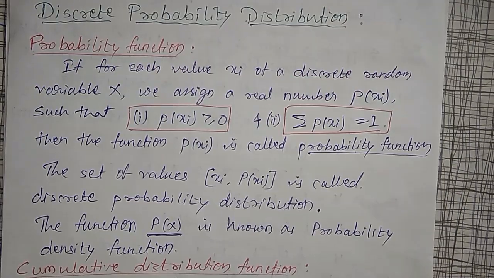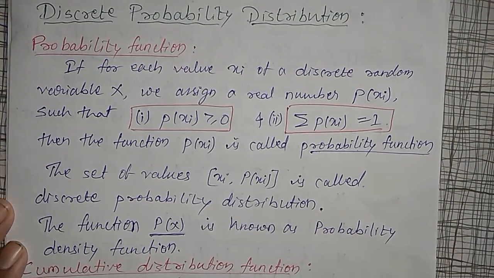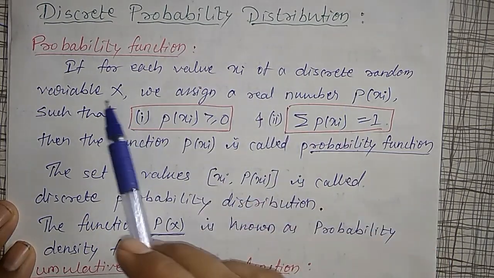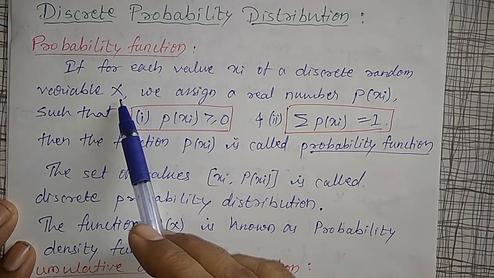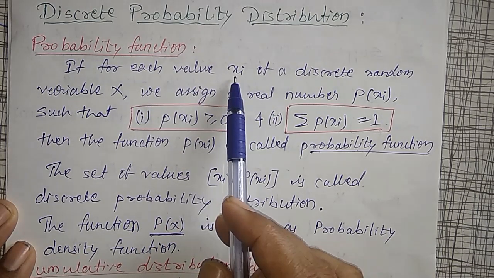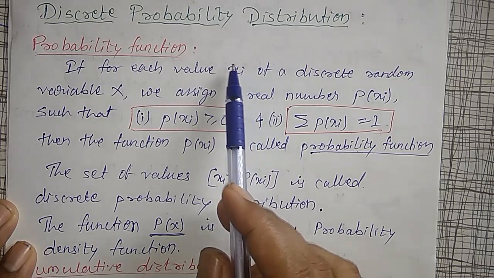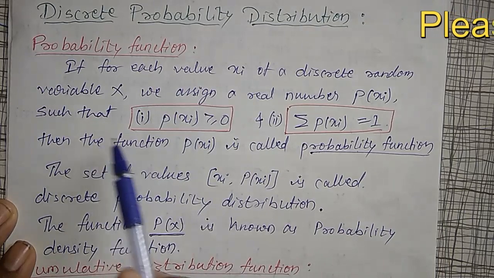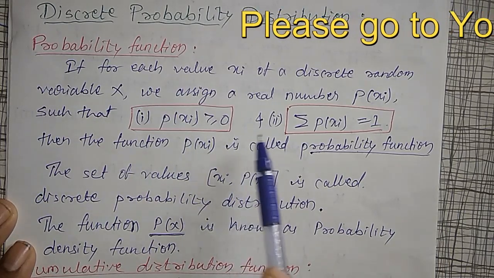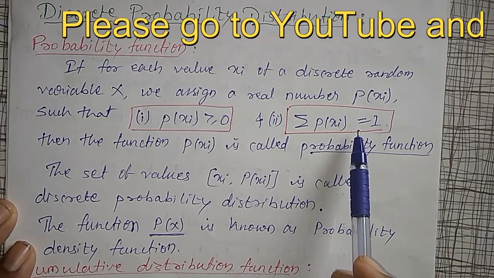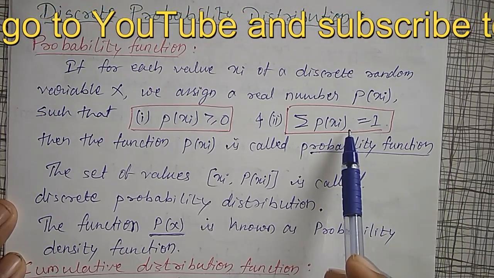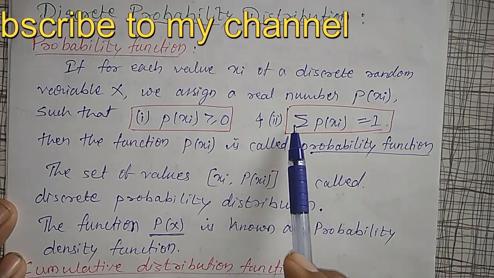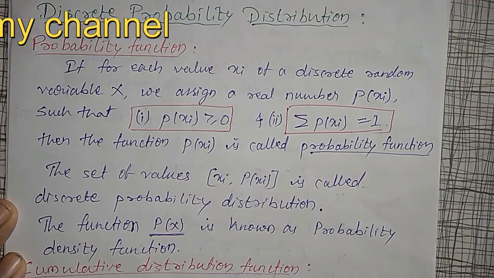Here, the probability function for each value xi of a discrete random variable x: if x is a random variable and its elements are given by xi, then for each xi we assign one number p of xi such that p of xi must be greater than or equal to 0 and the sum of all the p of xi must be equal to 1. This is the probability function definition. Using this definition, I have to solve this problem now.